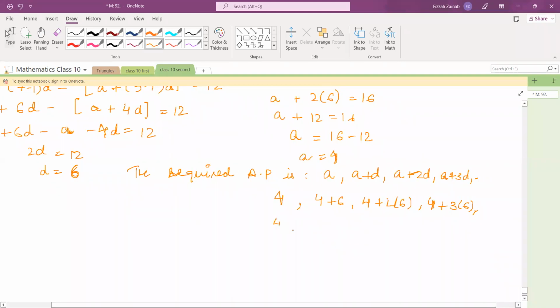So that becomes 4. Then you have 10. And then you have 2 into 6 is 12, 12 plus 4 is 16. And then 3 into 6 is 18, 18 plus 4 is 22. So this is the required AP.